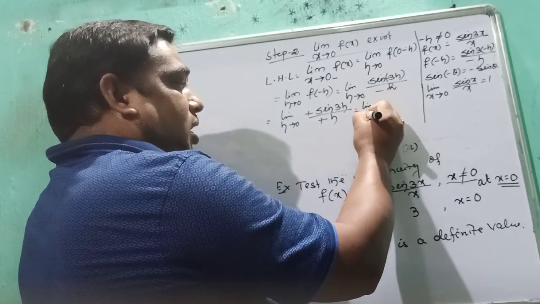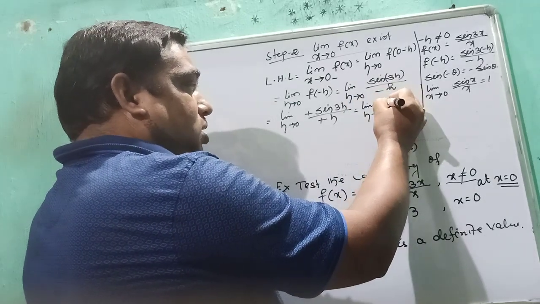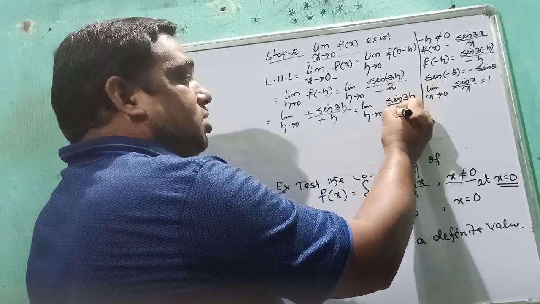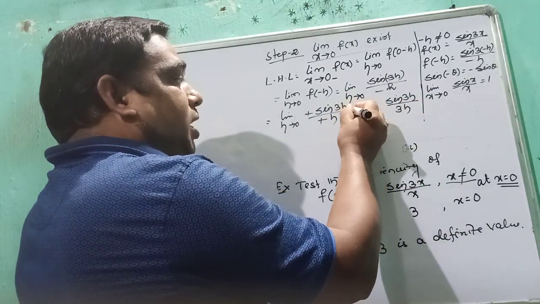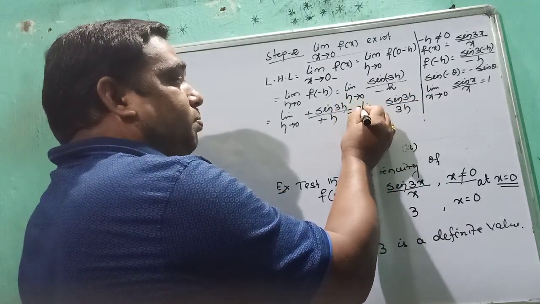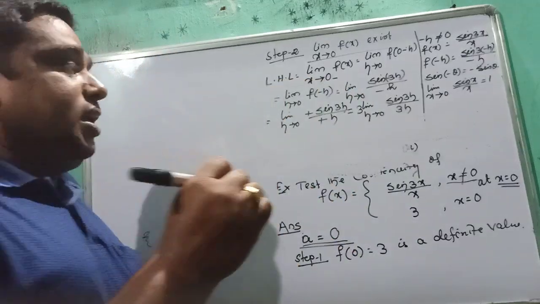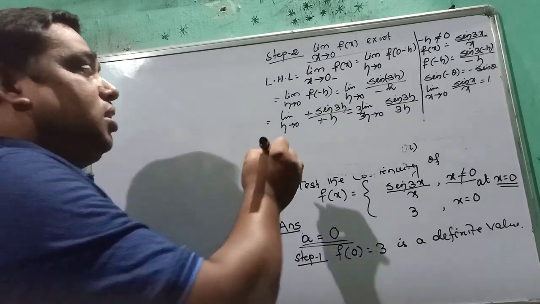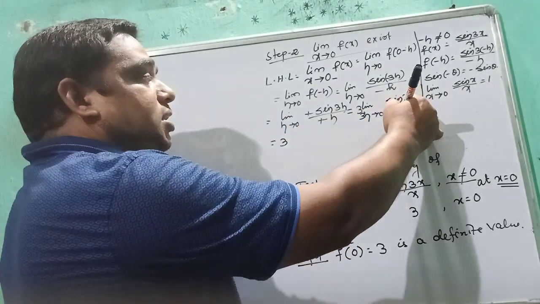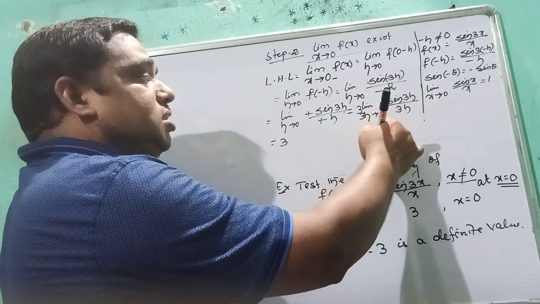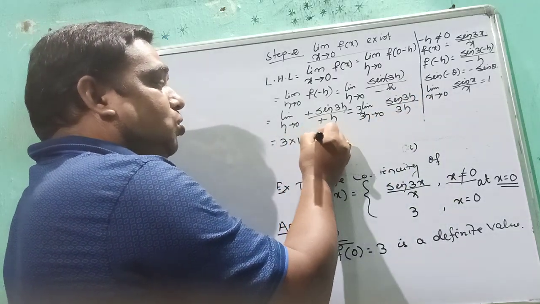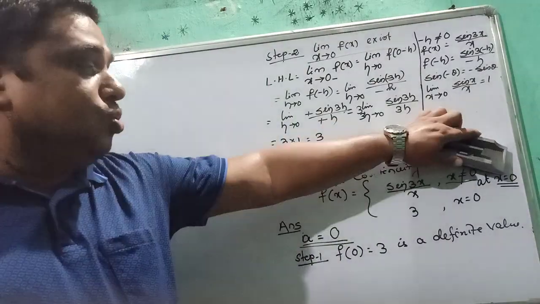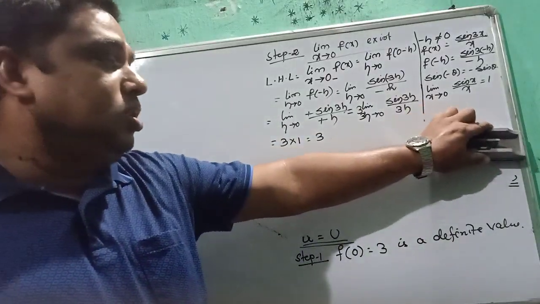Our requirement is sin 3h divided by 3h, so we divide by 3 and multiply by 3 here. As h tends to 0, 3h also tends to 0. Then if you apply the formula sin x by x with limit x tends to 0, its value is 1. So 3 into 1 is 3. So now the left hand limit is equal to 3.